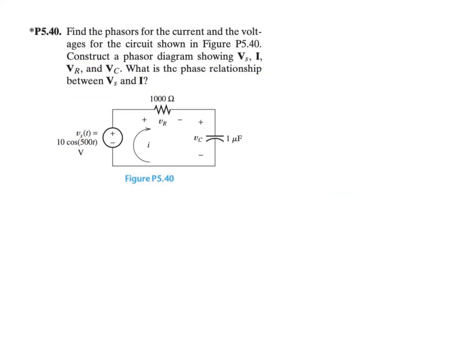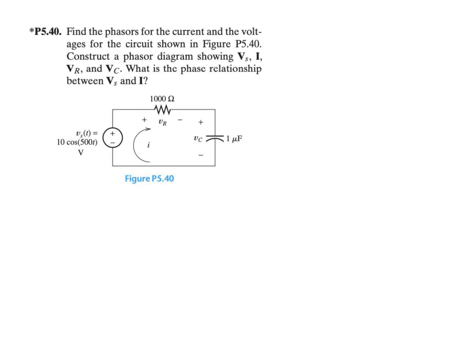Question P5.40. Find the phasors for the current and the voltages for the circuit shown in figure P5.40. Construct a phasor diagram showing Vs, I, VR, VC, and find the phase relationship between Vs and I.